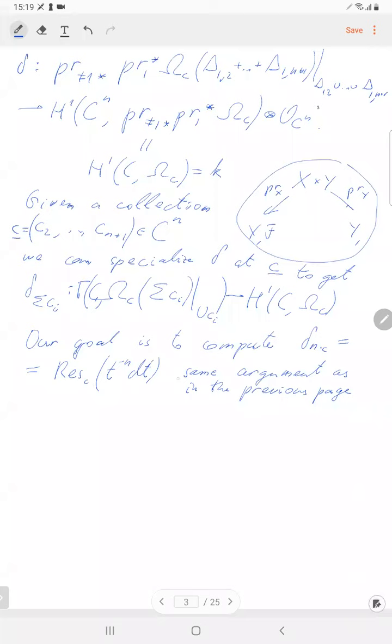We want to prove that this is zero, it will be zero since delta of the sum of c_i will be identically zero when all c_i are distinct. Why do the points coincide when we consider the residue? We wrote that delta equals the residue.